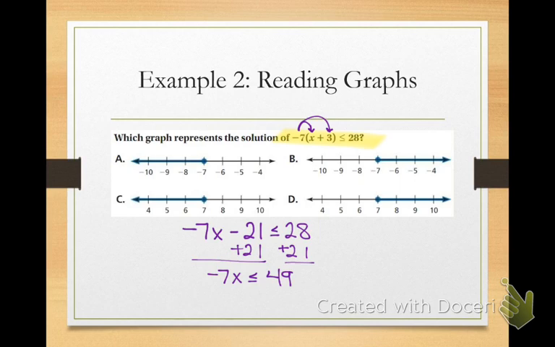Janice, what would I do now? What would I do next? Divide by -7. Very good. And do it to the other side? Very good. All right, and what would be my answer, Colin? It would be x is less than or equal to -7. Okay.